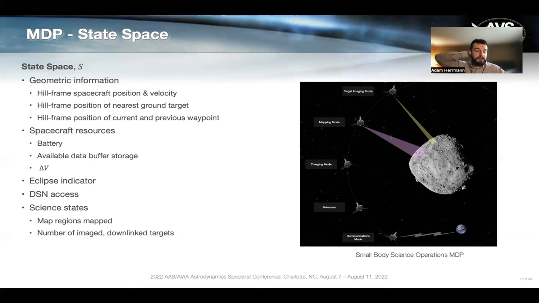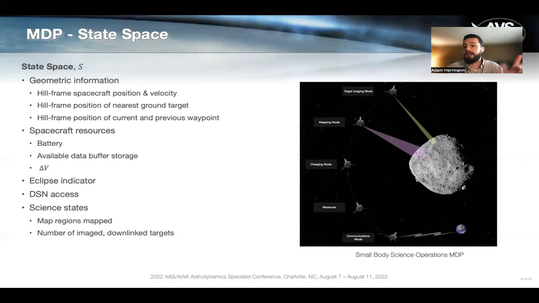We also include an eclipse indicator and then a state that basically counts down from 0 to 1 until you have DSN access. 1 just means you have DSN access. Anything between 0 and 1 is the percent that you have to go until you achieve that. And then we have some states on the science itself. So we break the body of the asteroid into several different regions, and we say what percentage of each of those regions has been mapped. And then we also have states on the number of image and downlink targets.